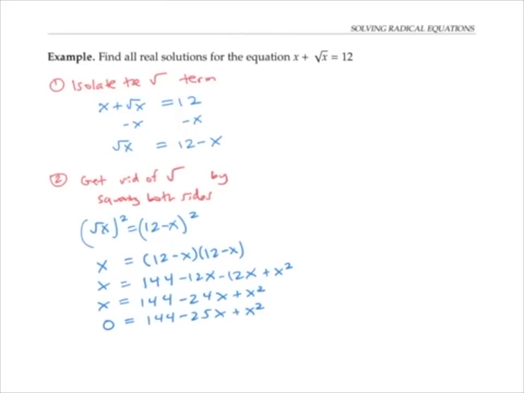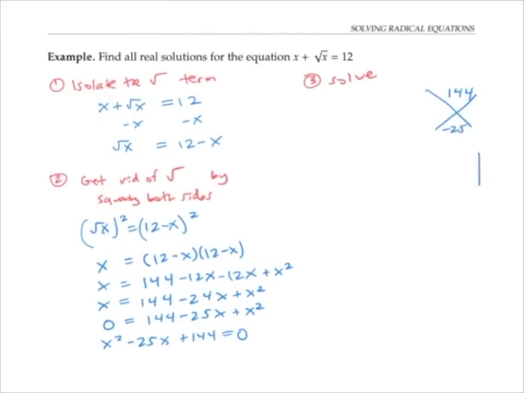That's a quadratic equation. I'll rewrite it in a little bit more standard form here. So now I've got a familiar quadratic equation with no radical signs left in my equation. I'll just proceed to solve it like I usually do for a quadratic. I'll try to factor it. So I'm going to look for two numbers that multiply to 144 and add to minus 25.